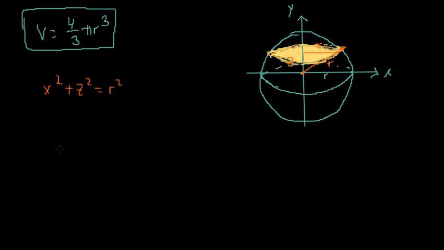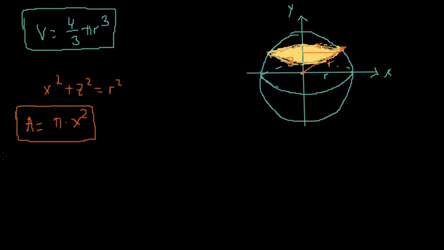The area of this slice circle in my case is going to be, with the radius x, equal to pi times x squared, right? So this is the area of my slice circle.